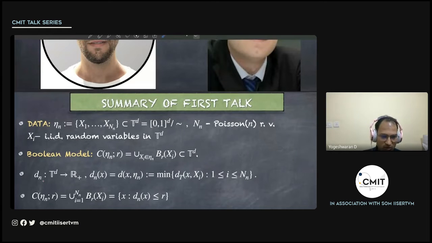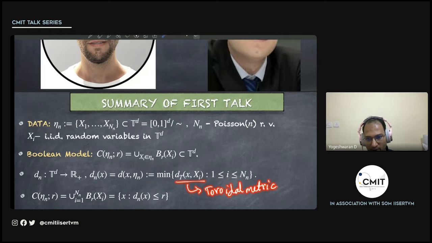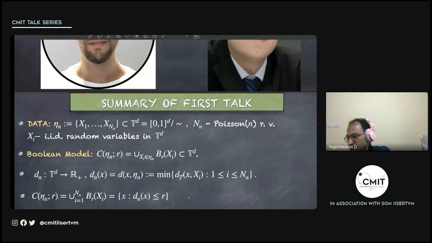Next thing, what we introduced towards the end of the talk was a distance function, dn. dn of x, for every point x, is the toroidal distance to the closest data point. I look at all the data points, there are Nn of them. And this is the toroidal metric. I look at the closest point. So this is the distance.